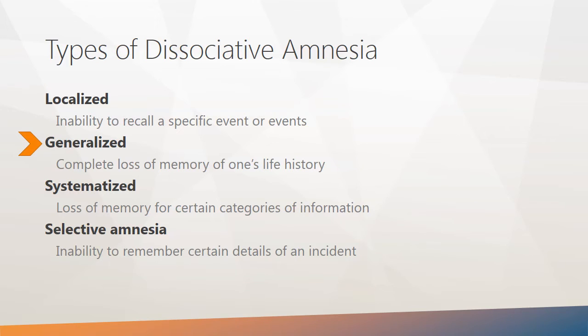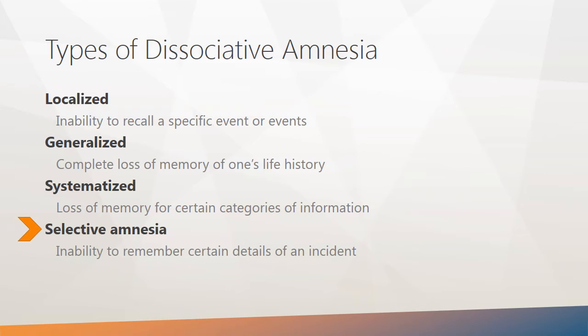Generalized amnesia is a complete loss of memory for one's life history. This type is rare. Generalized amnesia may be more common among combat victims, sexual assault victims, and individuals experiencing extreme stress or conflict. Systematized amnesia is the loss of memory for certain categories of information. An example is missing all memories about a specific family member.